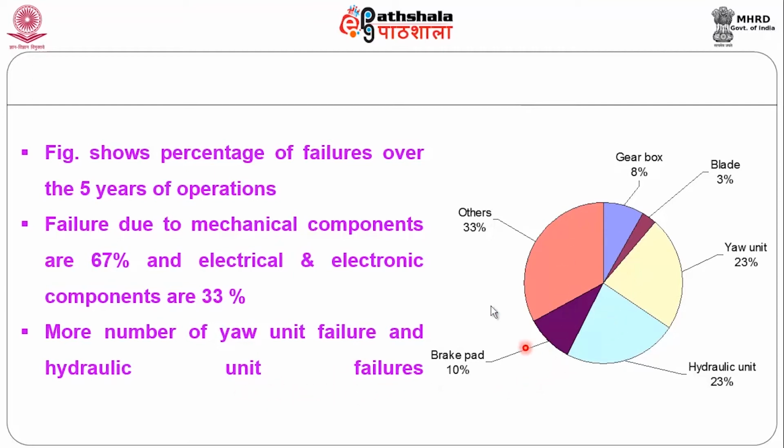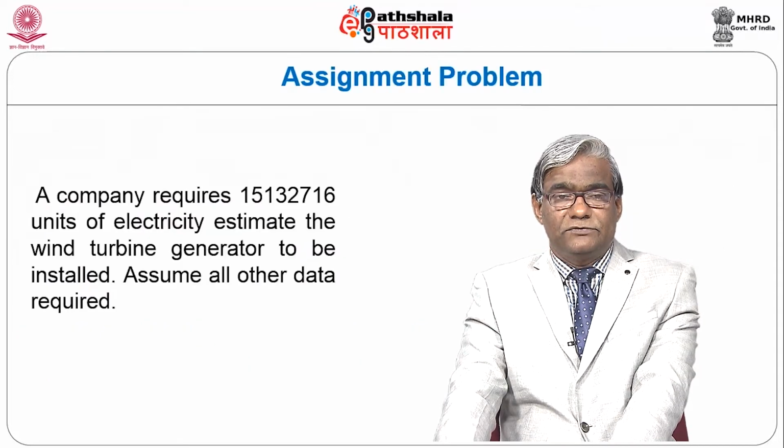Here when you look at the failures distribution, hydraulic unit is the maximum, because very frequently the brake is applied, then followed by yaw unit, because the wind direction keeps on changing, it has to be operated, and then the blade failure, gearbox failure, and other failures, brake pad failure. These are all various failures that happened in the wind farm at Muppandal area. And so here one problem could be solved.